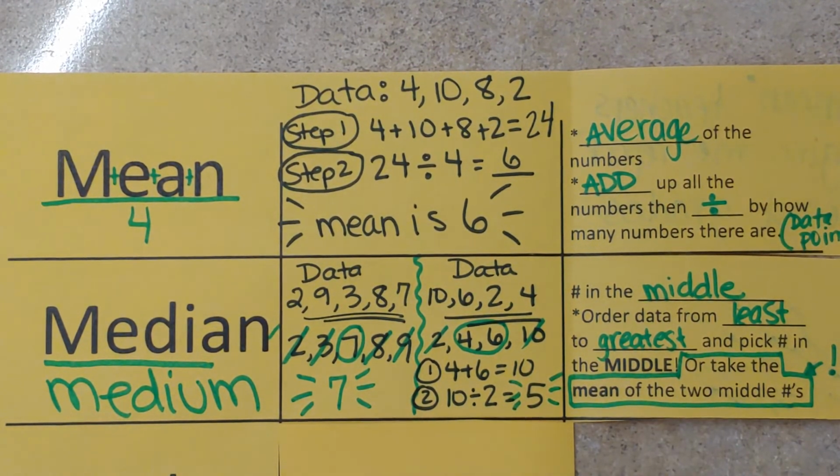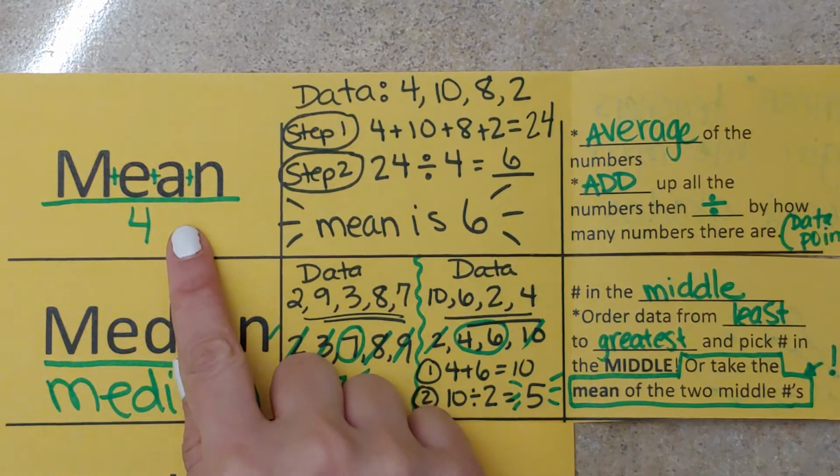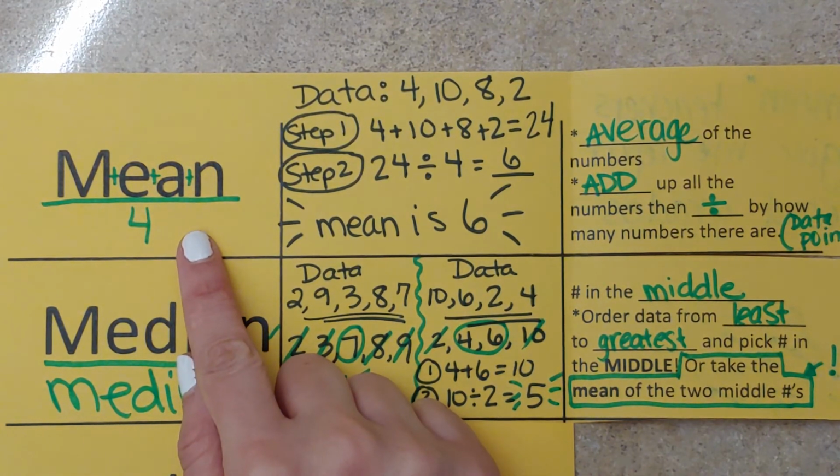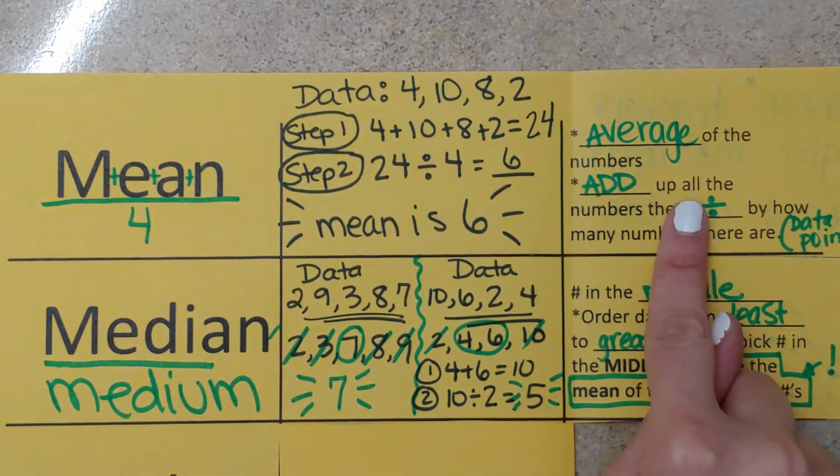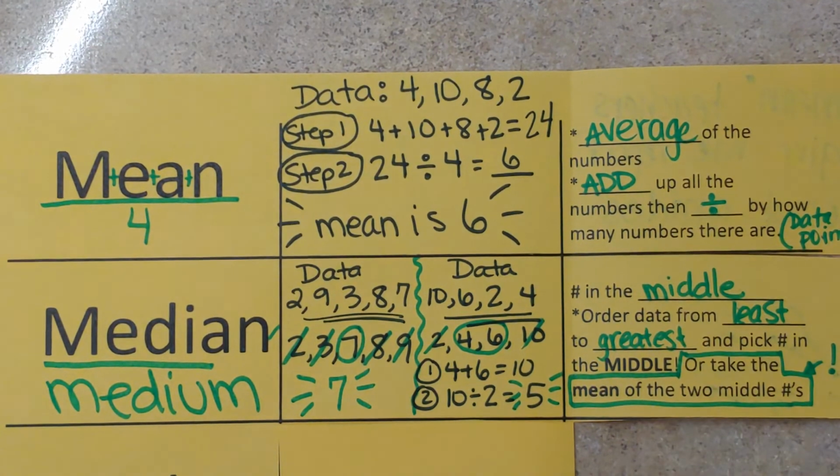All right, so mean. Some kids said that this is the meanest one of all because it takes so much more work usually. Our mean teacher gives us an average on our report card. We add up all of our numbers and then divide by how many there are.